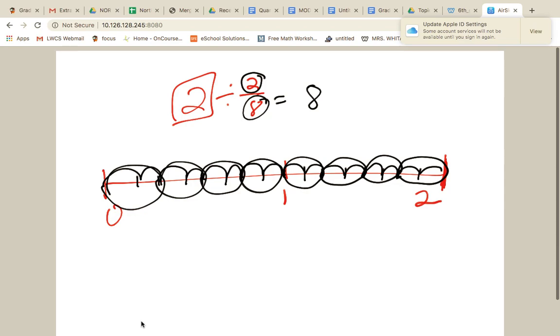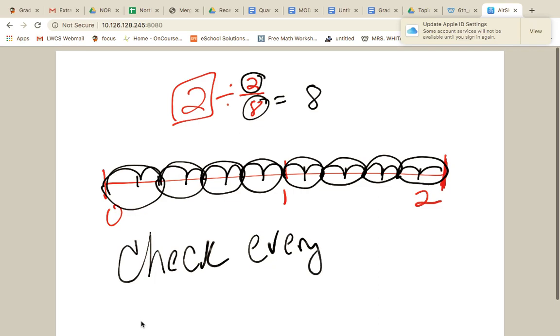Remember, this is your last test grade of the 9 weeks, and it's worth 40%. So remember, you want to check everything so you do not wreck yourself. All right?